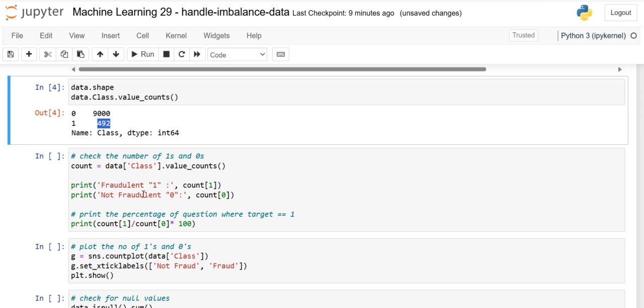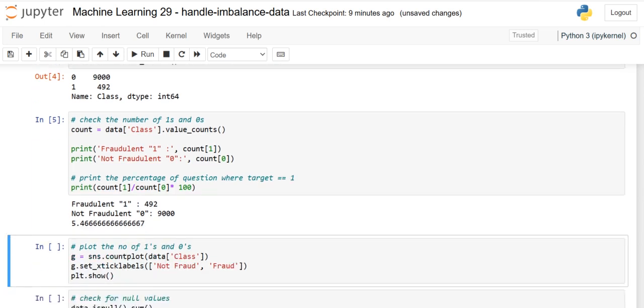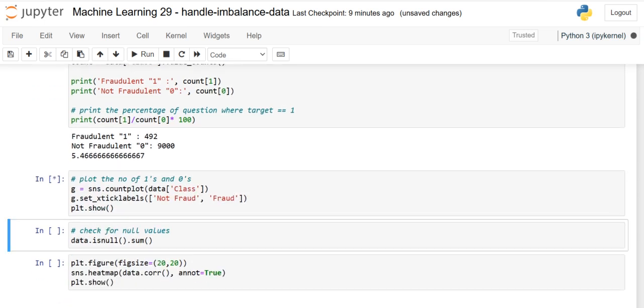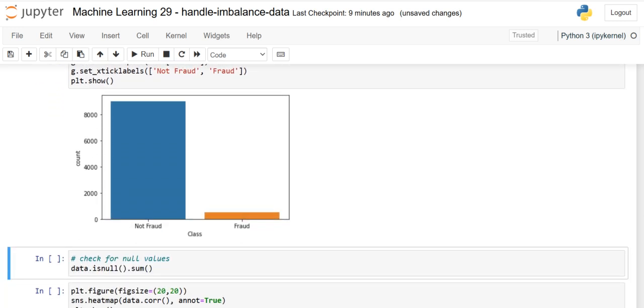You can also view what is fraudulent and what is non-fraudulent, and the count percentage when we plot the target. Kindly see here: only 6% of the transactions are fraudulent.